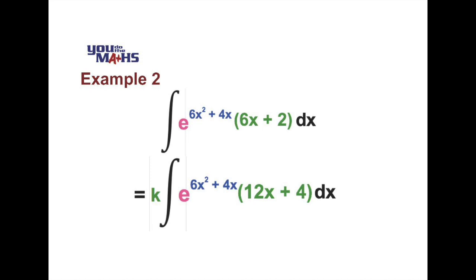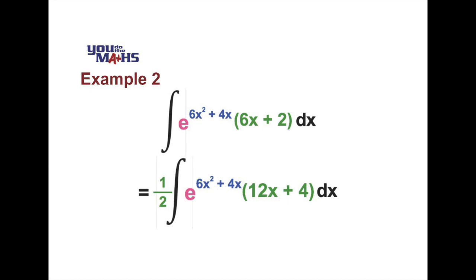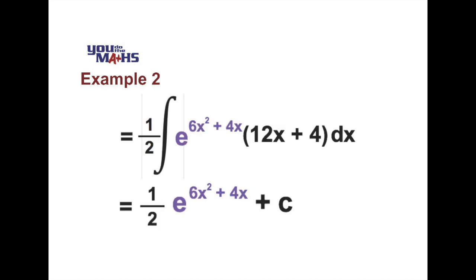In most cases when we're dealing with integrals like this, the constant value becomes apparent just by looking at the expression. We can see here that for 12x plus 4 to be returned as 6x plus 2, we need to divide that expression by 2, or multiply it by 1/2. So the value at the front of the integral, or k, is equal to 1/2 in this instance. We're now ready to perform the integration because the expression inside the integral is actually the derivative for e to the 6x squared plus 4x. So the solution for the integral is 1/2 multiplied by e to the 6x squared plus 4x plus c.